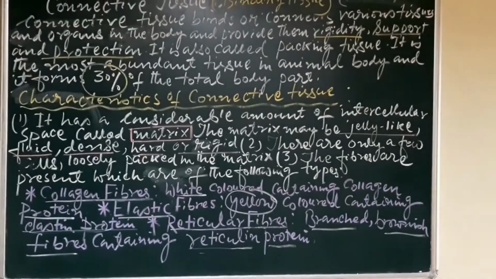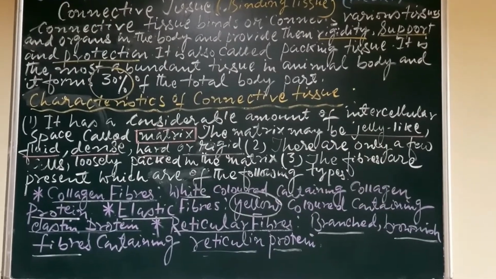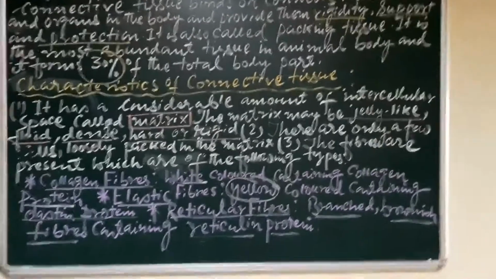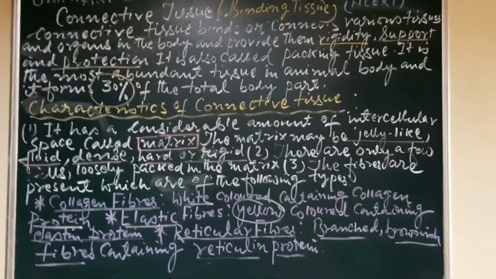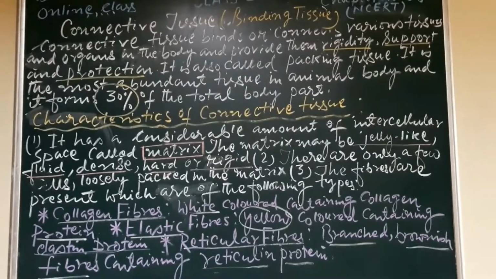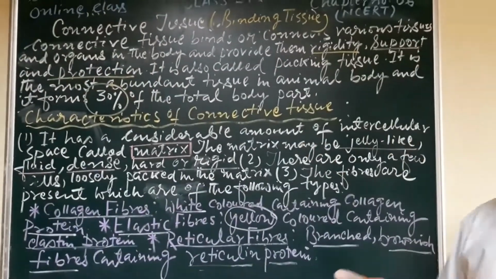That means there are three different types of fibers, and in these three types of fibers there are three different types of protein you have seen here. So this is the basic structure of a connective tissue. More or less you see this type of structure in the different types of connective tissue.